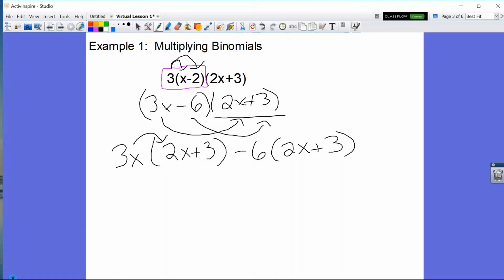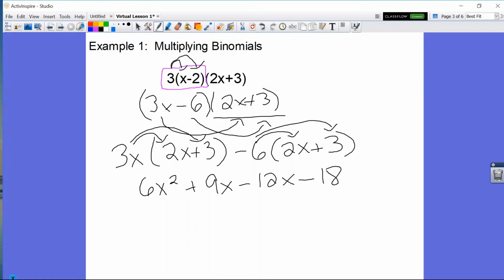3x times 2x gives me 6x squared. 3x times 3 gives me 9x. Negative 6 times 2x gives me negative 12x. Negative 6 times 3 gives me negative 18.